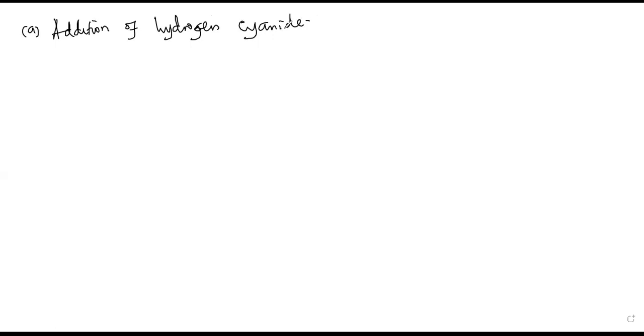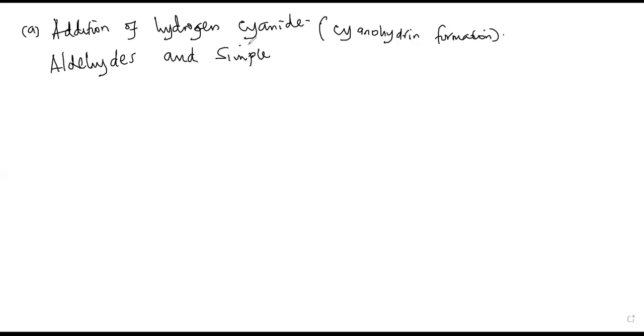Hydrogen cyanide. Now, when you talk about hydrogen cyanide, this reaction one can call the cyanohydrin formation reaction, because we form a cyanohydrin. Now, aldehydes and simple ketones.